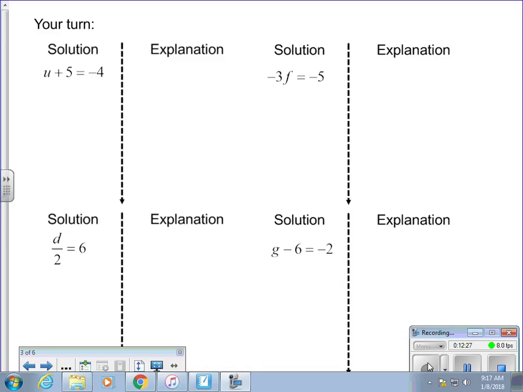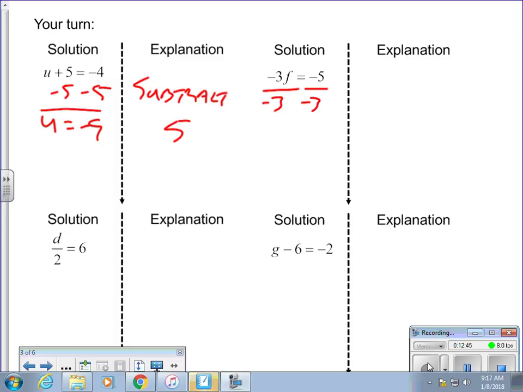So the first one, what do I do here? Subtract 5. Subtract 5 from both sides. U equals negative 9. Okay, what do I do on this one? And this is an important one. Divide by negative 3.